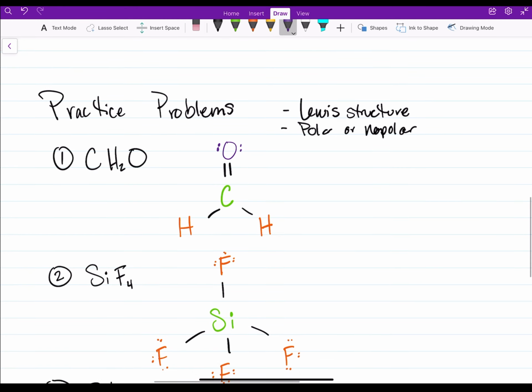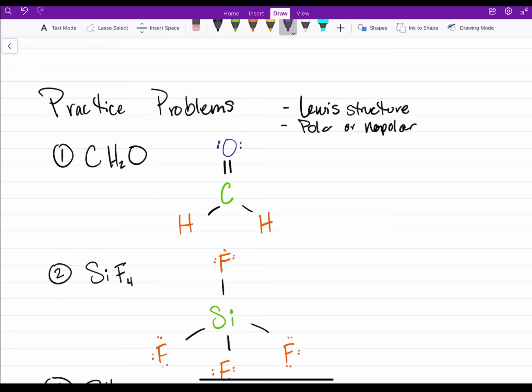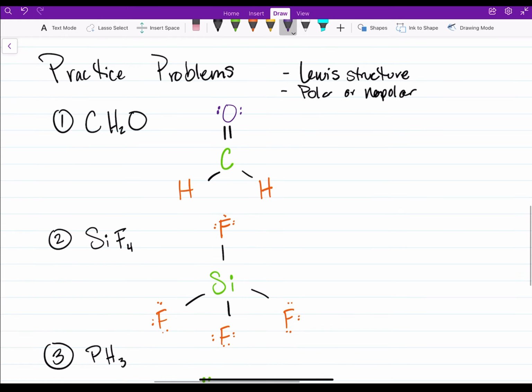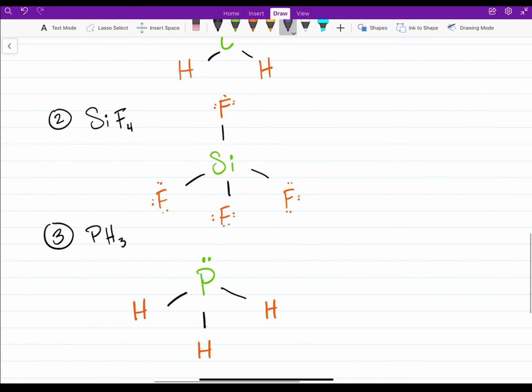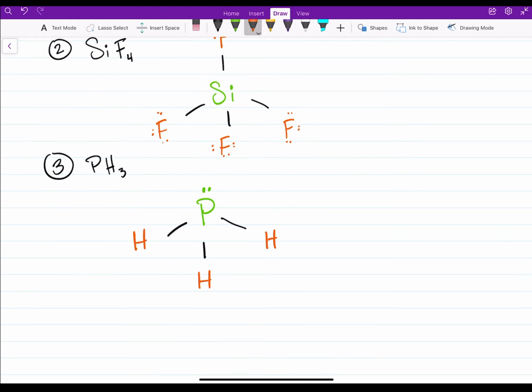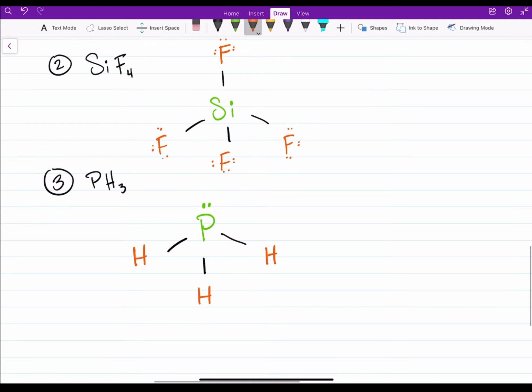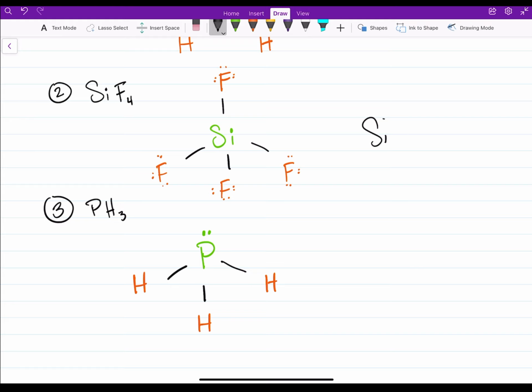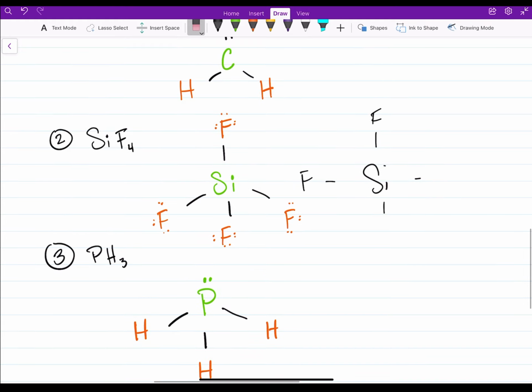Okay, let's go over these. So quickly, let's check our Lewis structures. For CH2O, we have a trigonal planar molecule here that has a double bond. SiF4, we have a tetrahedral molecule here. Those lone pairs are not clear. Let me clear those up. And then PH3, we have a trigonal pyramidal model here as well. If you drew your Lewis structures at a right angle instead, that is perfectly fine. So if you had something more like this, that is okay too. Totally fine. I just wanted to draw some correct geometry in there as well.